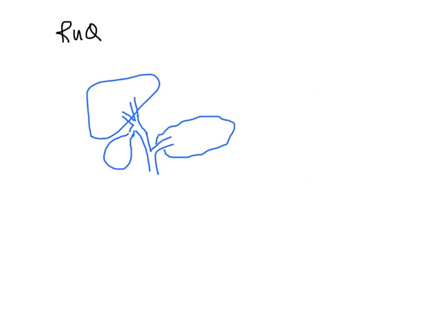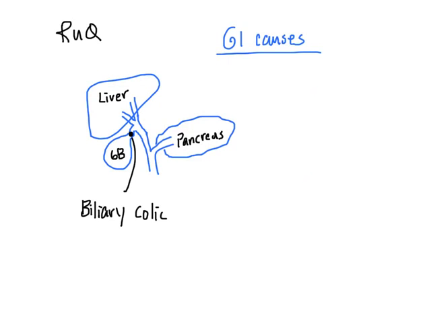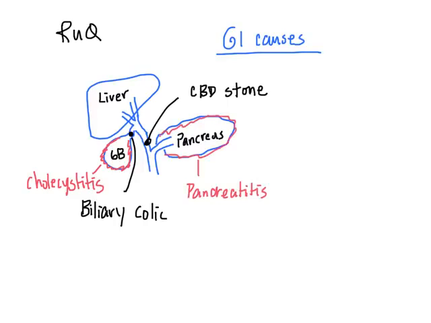First, the right upper quadrant. In the right upper quadrant, we have the liver, gallbladder, and the pancreas slightly off to the midline. When we think about GI causes, anything that affects the liver, the gallbladder, and the pancreas will give patients right upper quadrant pain. They include gallstone giving rise to biliary colic, inflammation of the gallbladder, also known as cholecystitis, stone in the common bile duct, or inflammation of the pancreas or pancreatitis.